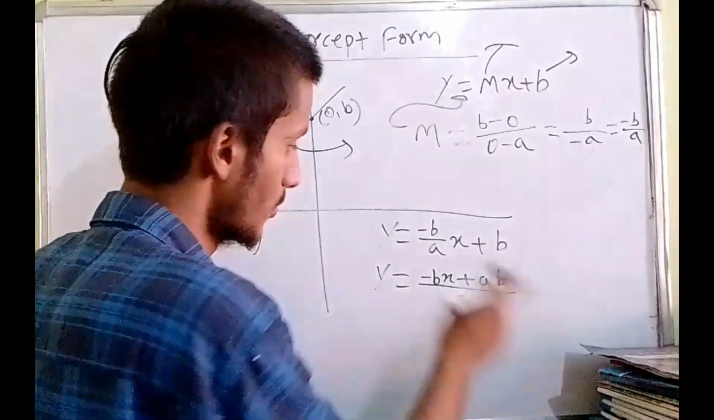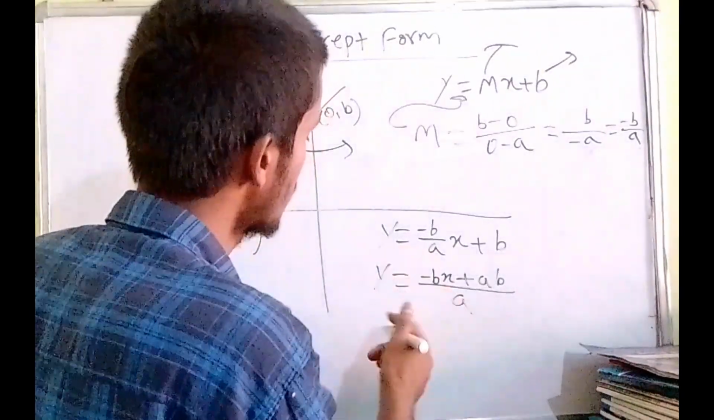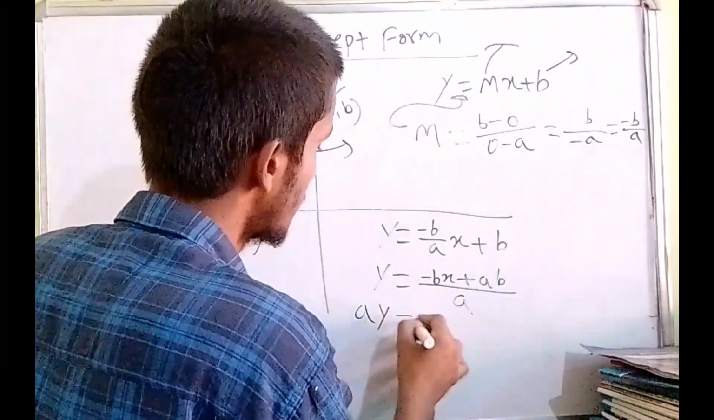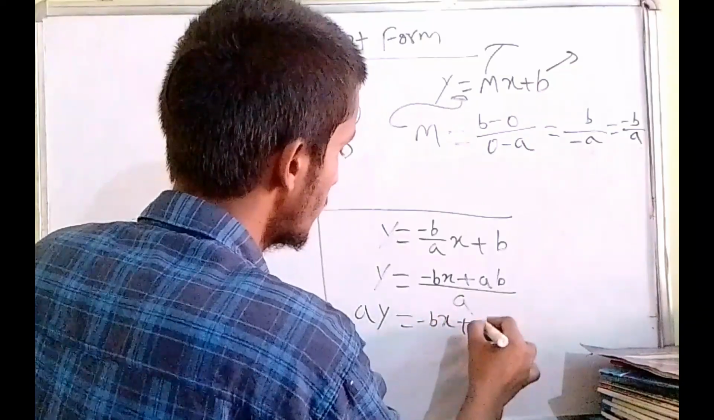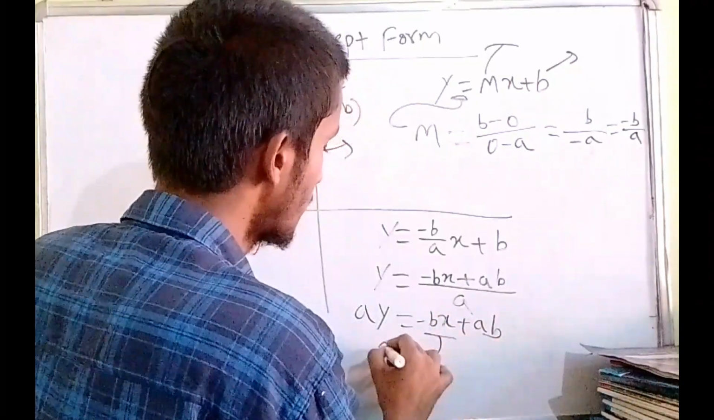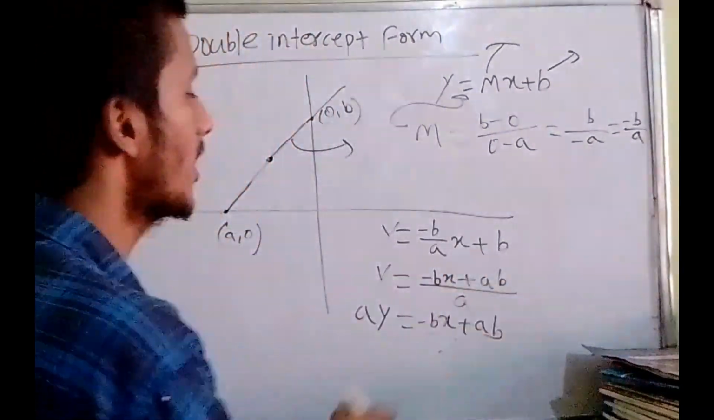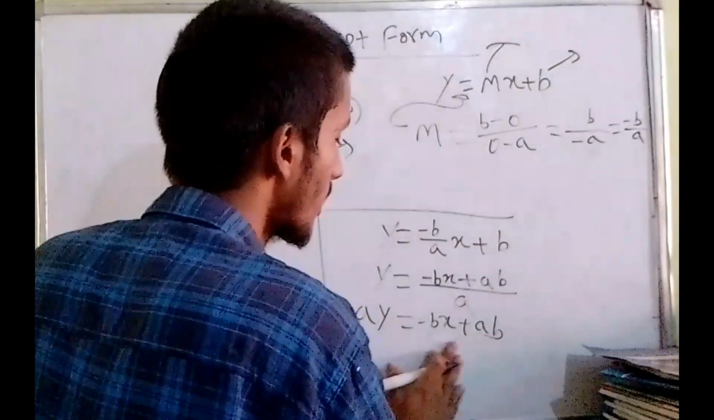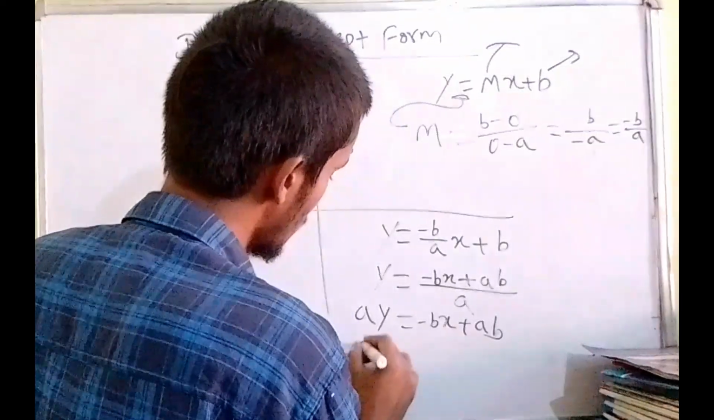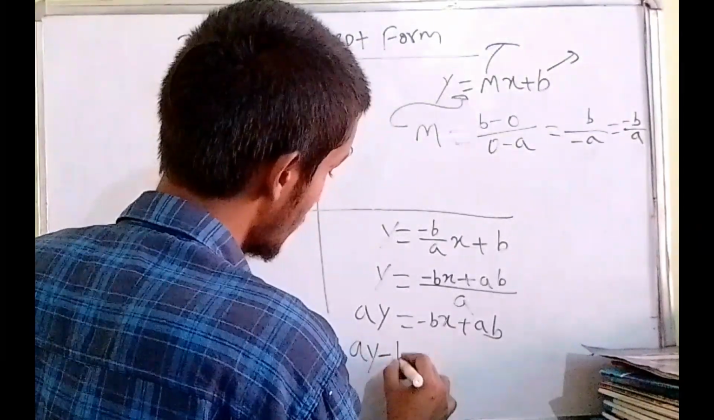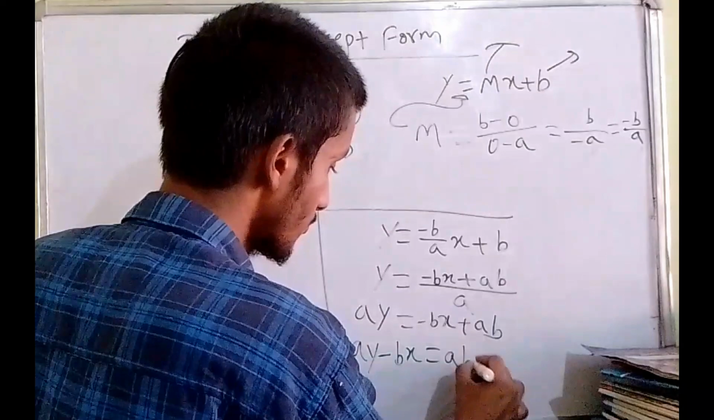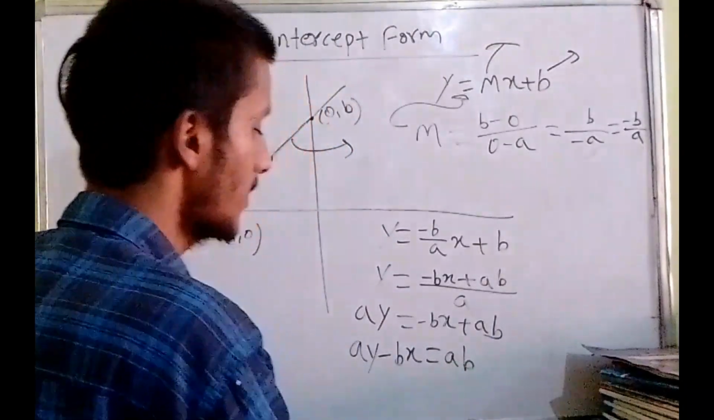Then take this onto that side, so it will be ay is equal to minus bx plus ab. Now if you take this into this side, why are you doing this? So that ab is there on that side alone. So it will be ay minus bx is equal to ab. This is what it will be.